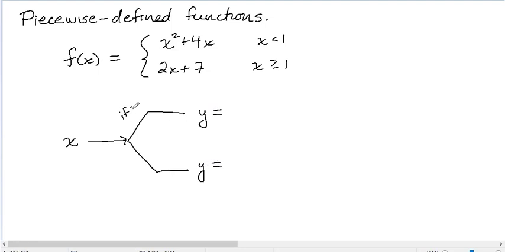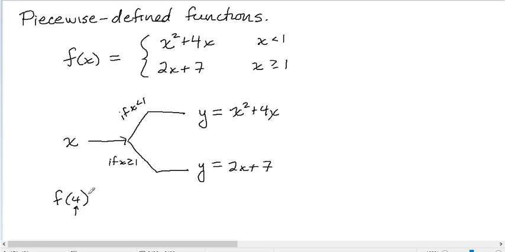If the x that you give it is less than 1, then the y value will be built from x squared plus 4x. But if the x value is greater than or equal to 1, the y will be built from 2x plus 7. So it's an either or. The x value you input either gets sent up to the first branch on the condition that x is less than 1, or it gets sent down to the second branch, the bottom branch, on the condition that x is greater than or equal to 1.